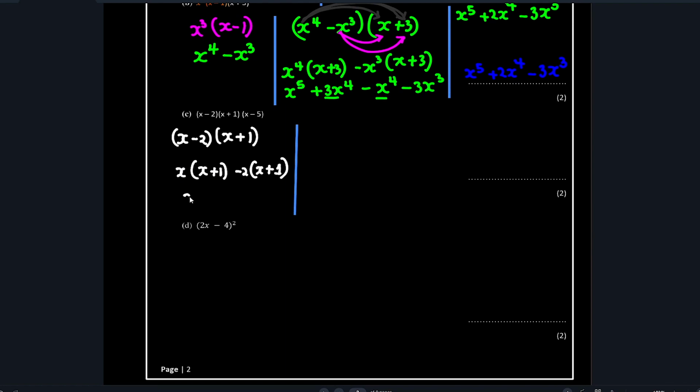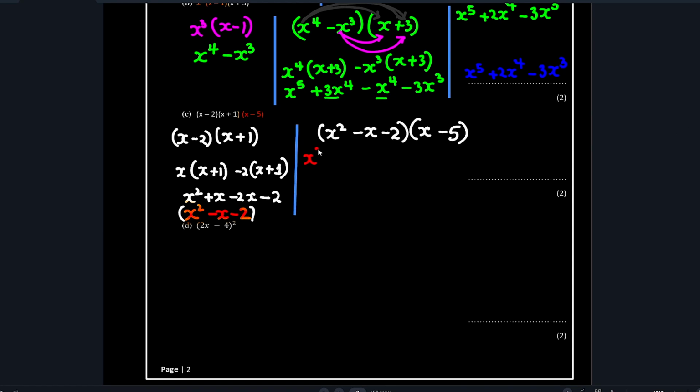This will give us x squared. This will give us x. This will give us negative 2x, and this will give us negative 2. Like terms together, this is going to be x squared minus x minus 2. And then this one is going to be multiplied by this one, so that we can again expand.